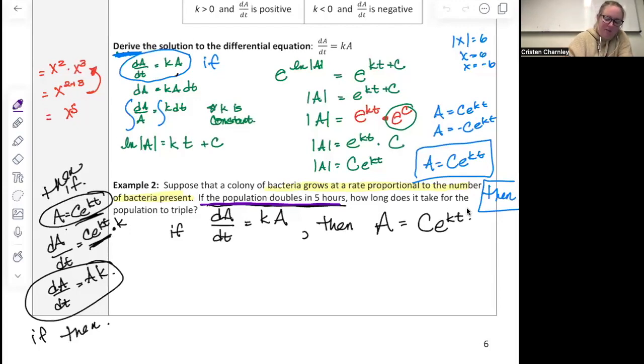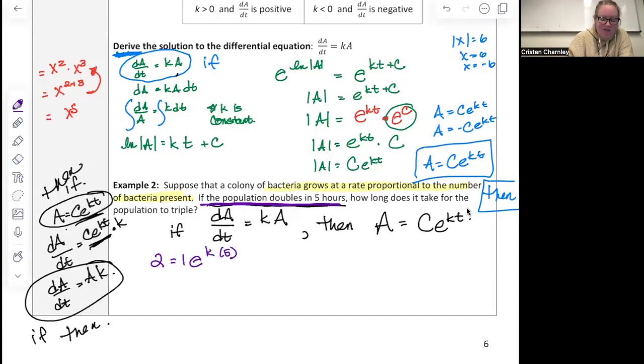So if the population doubles in 5 hours, that means I have twice as much at the end as I did initially. You could use 10 and 20, you could use 50 and 100. You can use 2A and 1A. Some students were doing that. I know I have e, here's k, and my time is 5 hours.